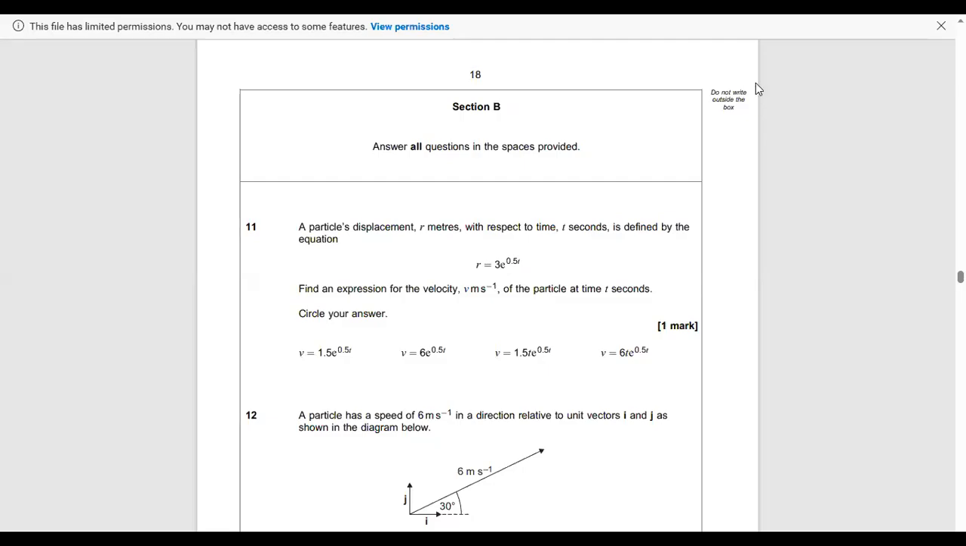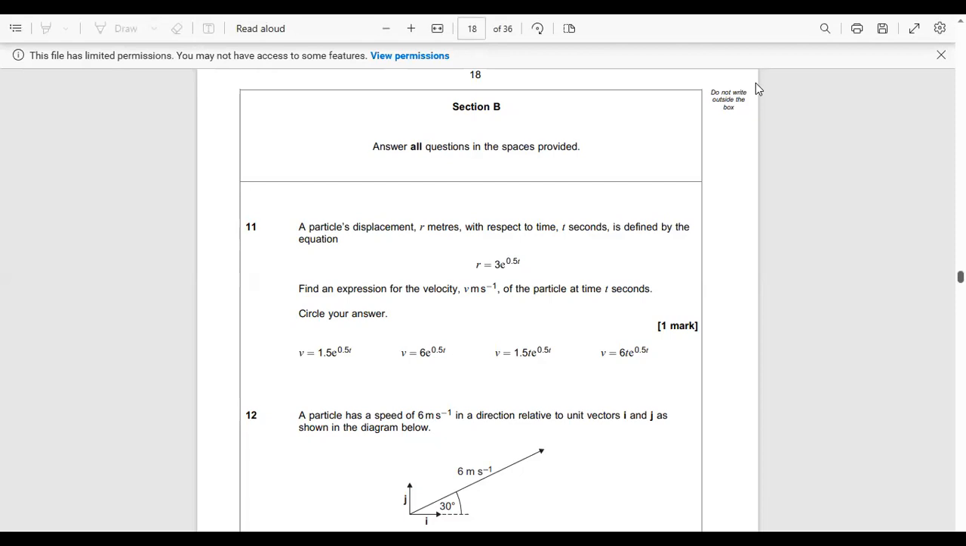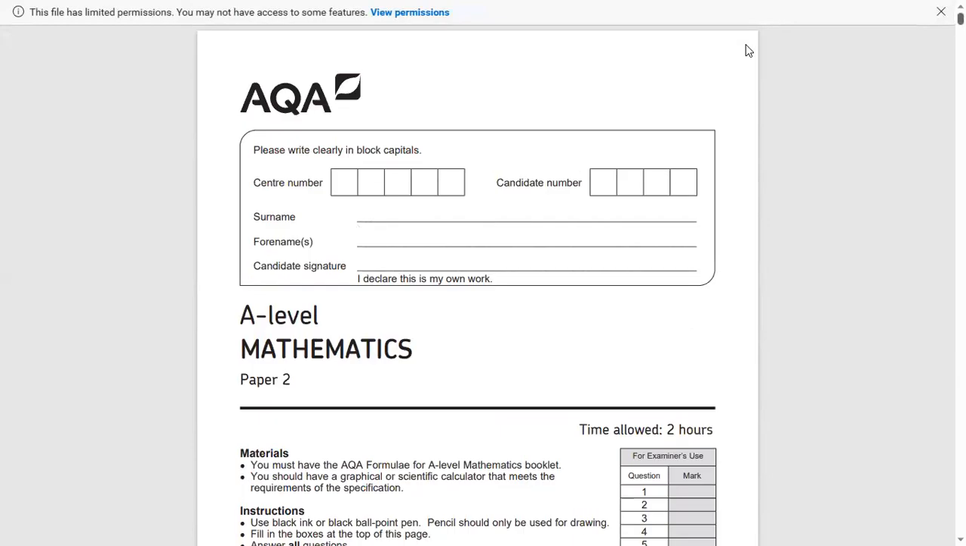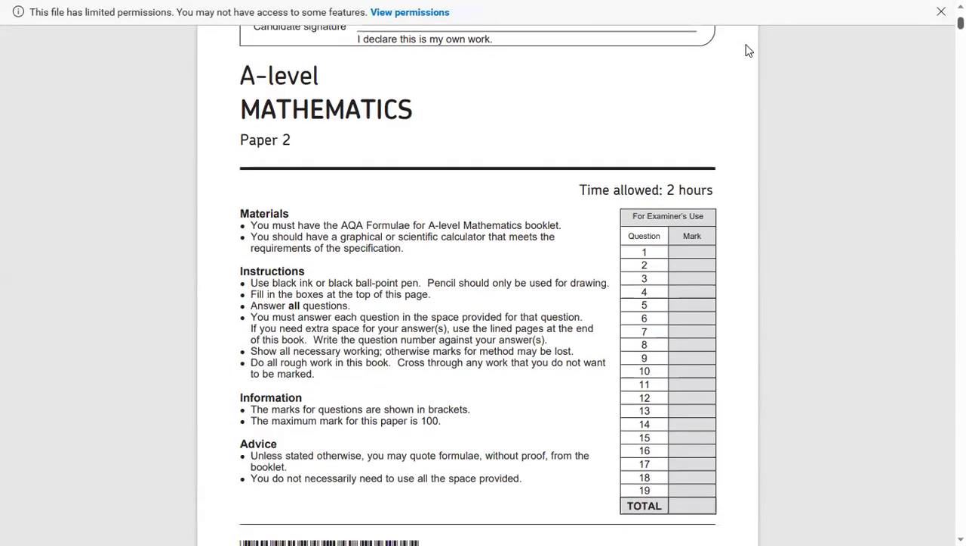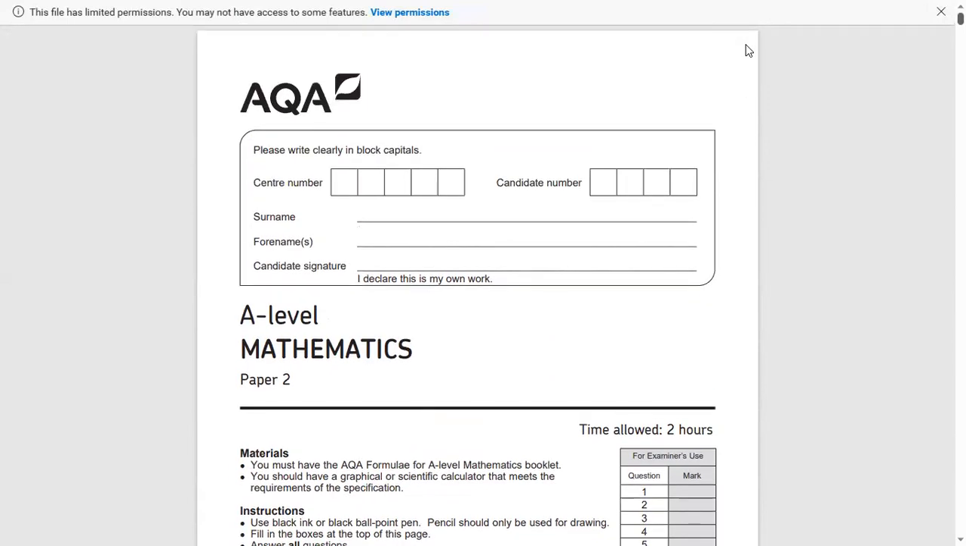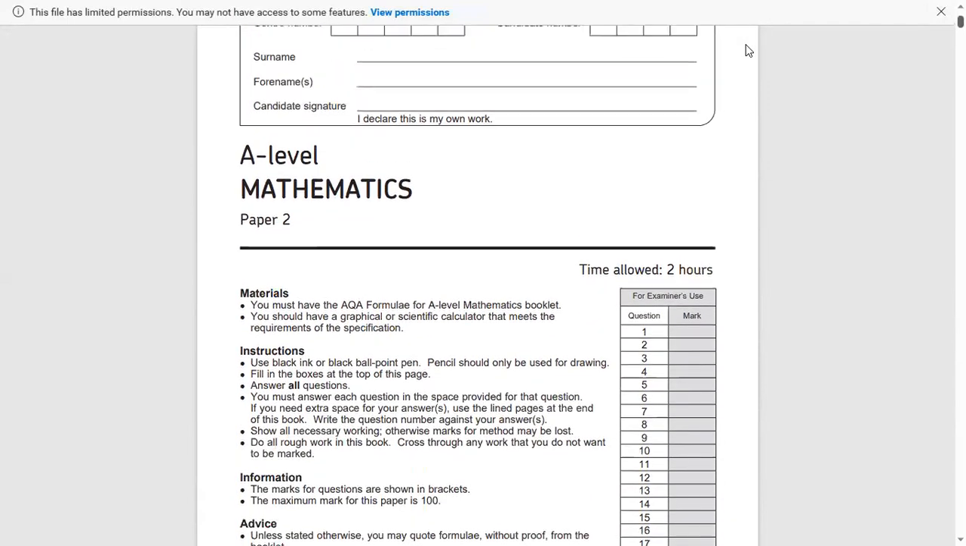Hello everyone. So in today's video, we're going to answer two multiple choice questions from the AQA Paper 2 exam. And this exam was the 2021 exam. So this was 2021 Paper 2 from AQA.